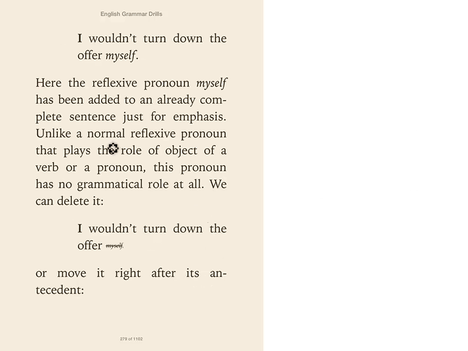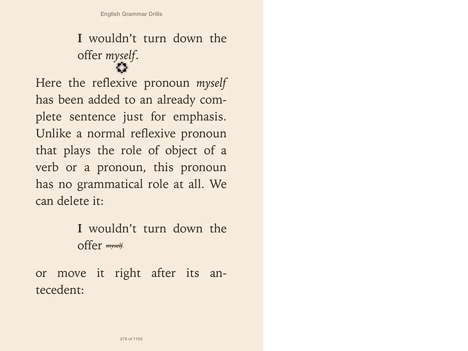All right. So it says, I wouldn't turn down the offer myself. It says, here the reflexive pronoun myself has been added to an already complete sentence. So if we got rid of that, we could say, I wouldn't turn down the offer. That is a complete sentence. Now, the reason myself is put there is because they wanted to really emphasize it. All right. So I wouldn't turn down the offer myself. All right. So that's another way to put it.